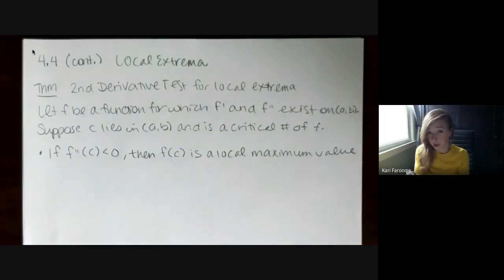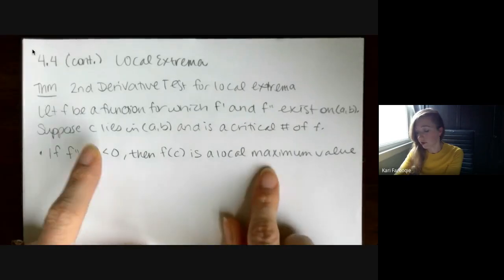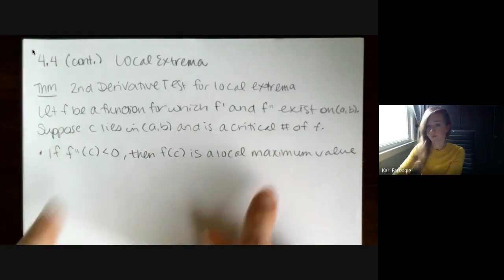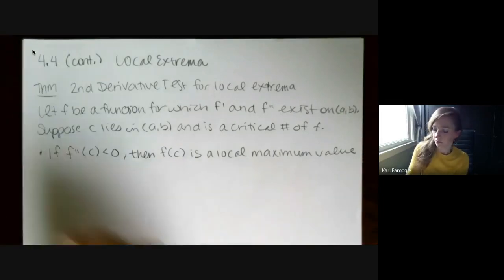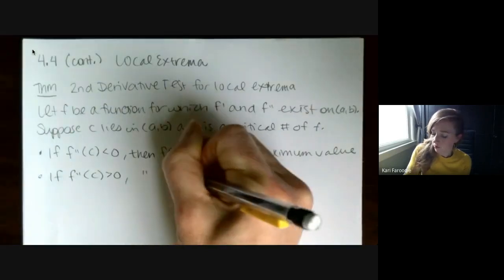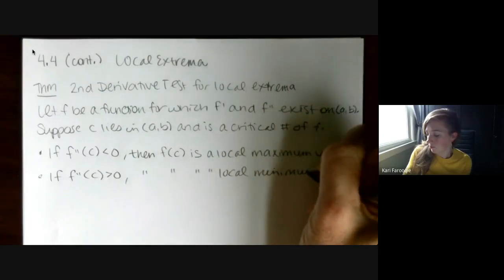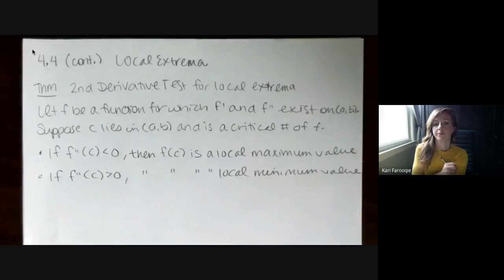So remember, c is a critical number, but as long as we can take the second derivative, evaluate it at the critical number, and show that it's negative, then we can say that f of c is a local max. So when I'm saying it's an opposite thing, it's because normally when we see less than, we think minimum. But for this theorem, less than is going to give you a local max. If f double prime of c is greater than 0, then f of c is a local minimum value.